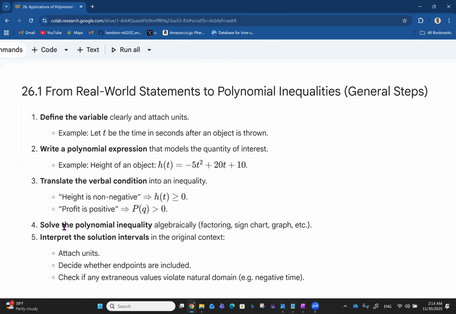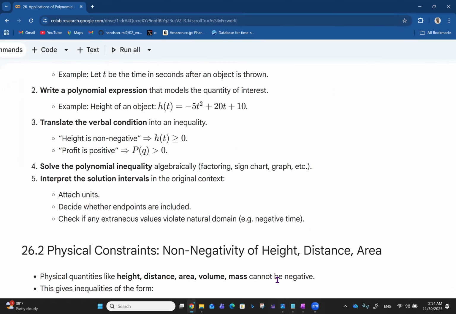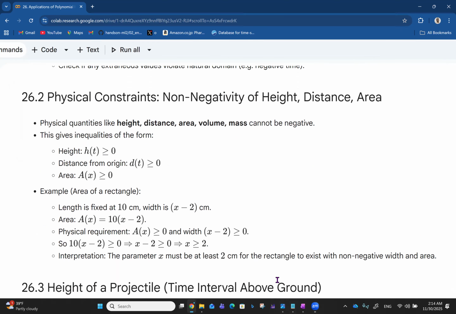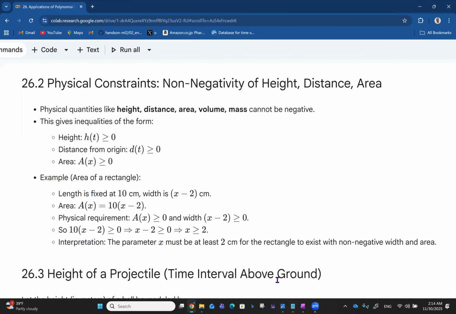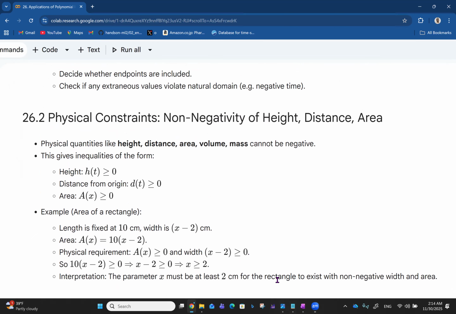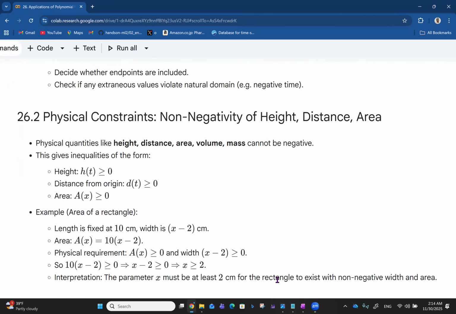Then you can go ahead and solve the polynomial inequality algebraically by factoring, by using sign charts, by graphing, and so on. You can then interpret the solution intervals in the original context, where you now attach units, decide whether endpoints are included, and check if any extraneous values violate the natural domain, e.g., negative time. So if you have two solutions, one gives you negative time and the other is positive time, of course, you should do away with the negative time because time is not negative.